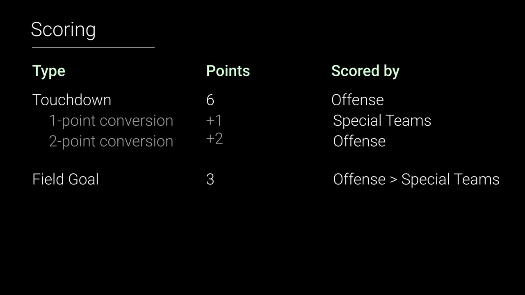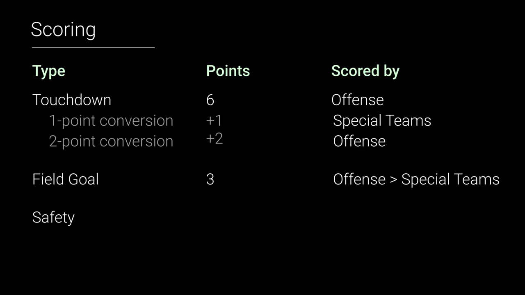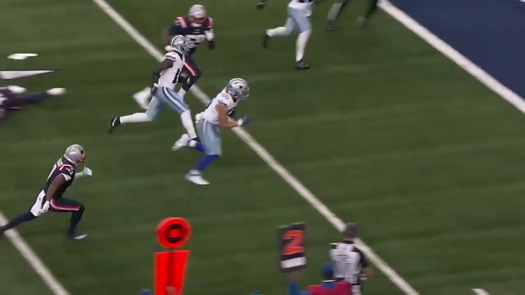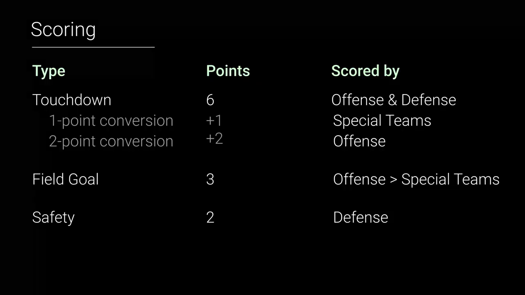The defense can also score points by pushing the other team's offense back into their end zone. Here, the purple team has pushed the blue team back into their end zone and tackled them to the ground. And this is called a safety, and it gives the defensive team 2 points. The defense can also score touchdowns too, by picking up a live ball, called a fumble recovery, or by intercepting a pass and running the ball into the opponent's end zone. These are called defensive touchdowns.